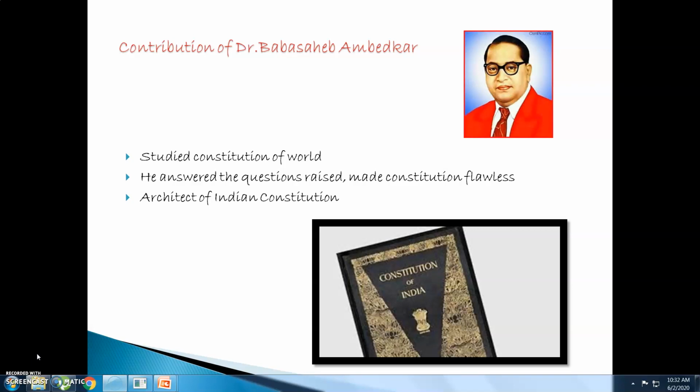Contribution of Dr. Babasaheb Ambedkar. Dr. Babasaheb Ambedkar studied various constitutions of the world in depth. The draft constitution prepared by him was discussed article by article, and amendments were suggested by the members. He answered the questions raised and suggestions given, making the constitution flawless. Due to his contribution in making of the constitution, Dr. Babasaheb Ambedkar is called the architect of the Indian Constitution.